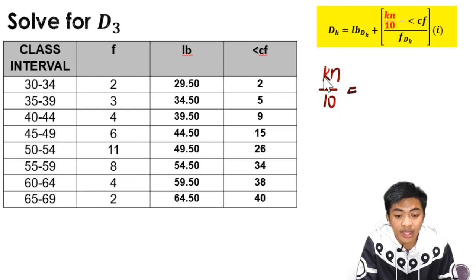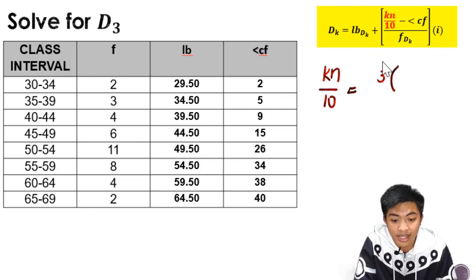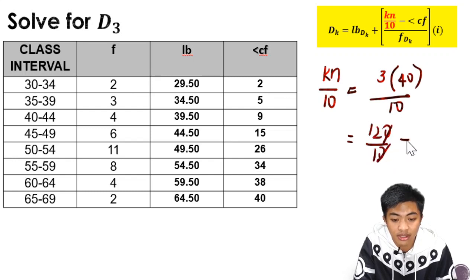Okay, so k, whatever the subscript is, yun ang isa-substitute natin in place of k. So 3, and then n, that is the number of data. Well, actually, we're using the same data kagaya nung ginamit natin nung previous example. So that is 40 divided by 10. So 3 times 40 is 120 divided by 10. The final answer there is 12.